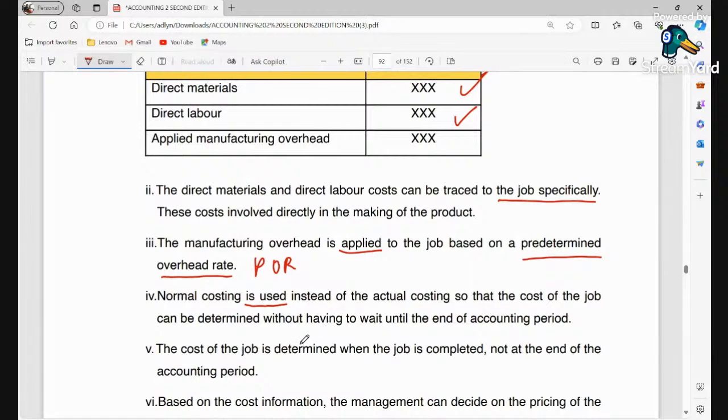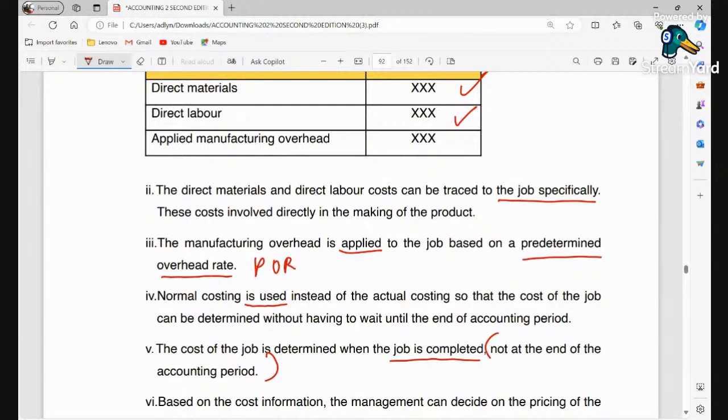So the cost of the job is determined when the job is completed, not at the end of the accounting period. This is very important. Sebab kita buat satu-satu tempahan tu, kita tak perlu nak kira cost tu nak tunggu sampai closing. Katakan closing is on the 31st of December, you don't need to wait until closing, tapi kita akan kira apabila job tu selesai. So let's say Haikal is getting married on February, so dia tempah kad January, and then January kad dia siap, so kita akan kira cost untuk kad kahwin Haikal pada bulan Januari juga.